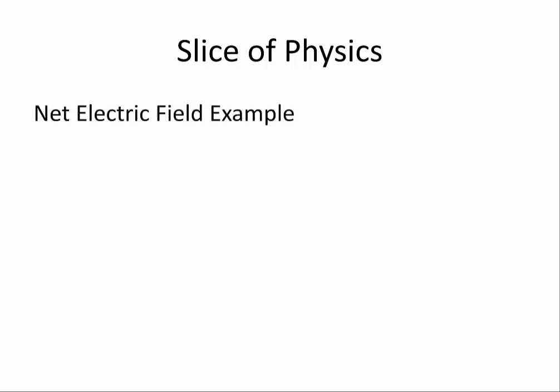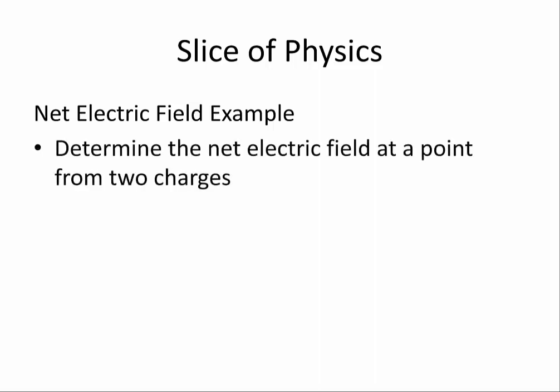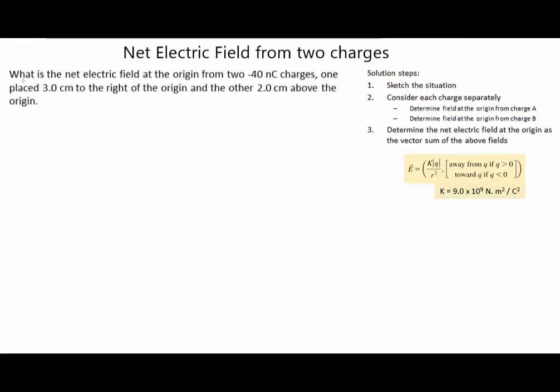We're now ready to tackle another example to do with electric fields, and this time we're going to look at figuring out the net electric field at a point from two charges. So we'll have to use some vector addition to figure out the net field from two separate charges. Alright, here's the specific question we're looking to tackle now.